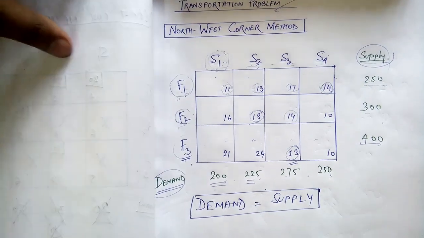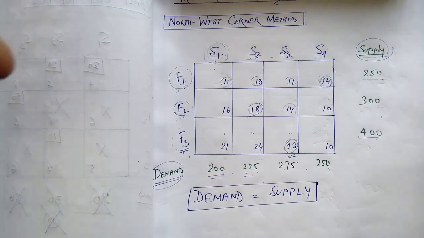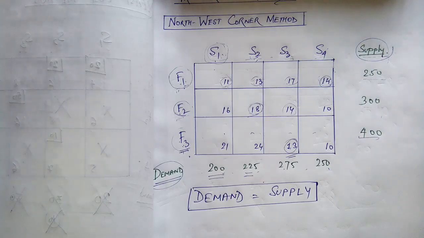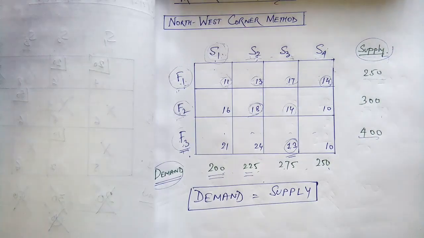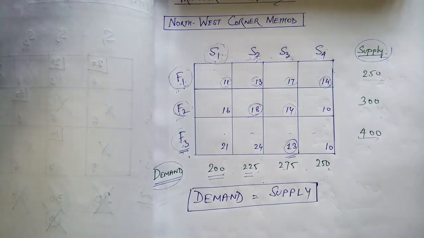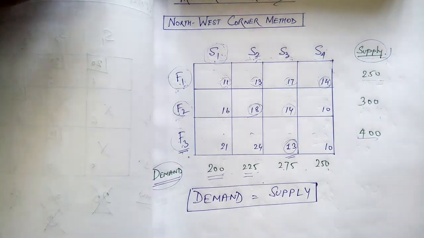Now, as an engineer, your job is to minimize the total cost. To minimize the total cost, we will learn about three different methods: the northwest corner method, the least cost method, and Vogel's approximation method. But in this video we will talk about the northwest corner method only.